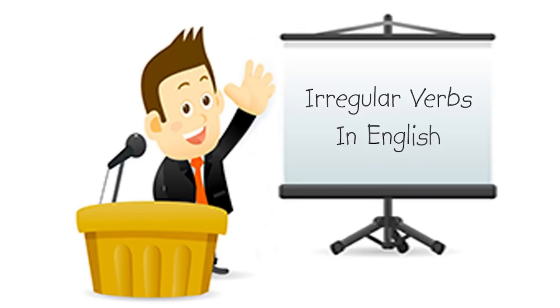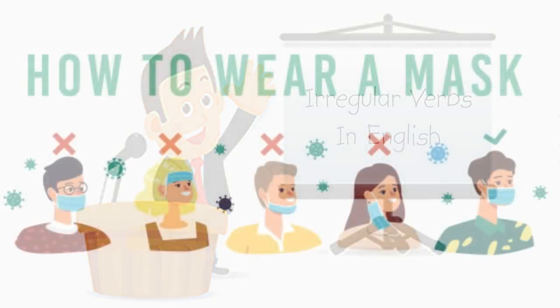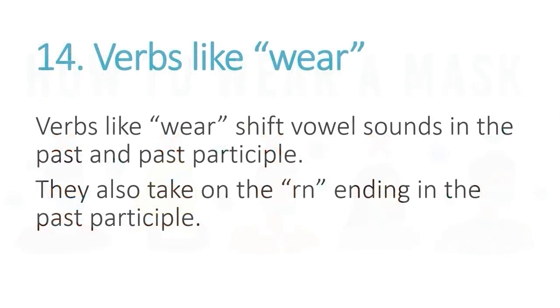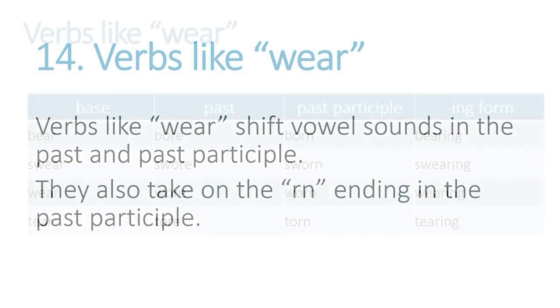This video will help you see relationships among various types of irregular verbs in English. The key to understanding irregular verbs is to look for and notice the patterns. 14. Verbs like wear. Verbs like wear shift vowel sounds in the past and past participle. They also take on the RN ending in the past participle. Let's look at some examples.